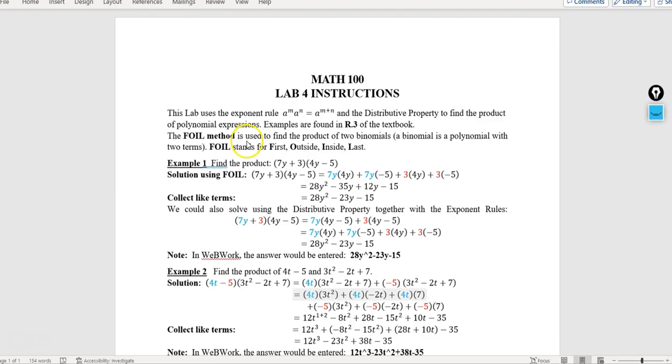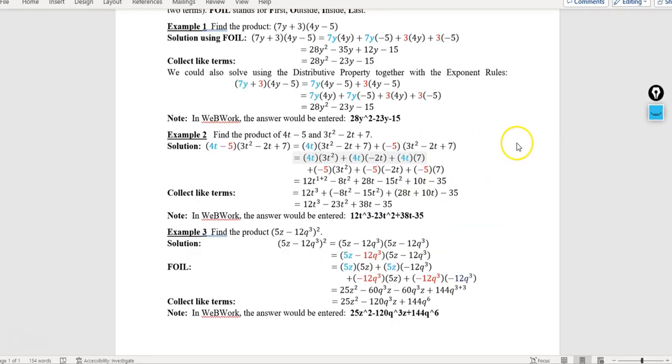And so the FOIL method, which the letters stand for first, outside, inside, last, is a way that we can multiply these two expressions together. It uses a combination of exponent rules and the distributive property. Again, things that, if you're not familiar with, you certainly should have met them before coming to this course. So this is your lab instruction sheet with all of the steps.